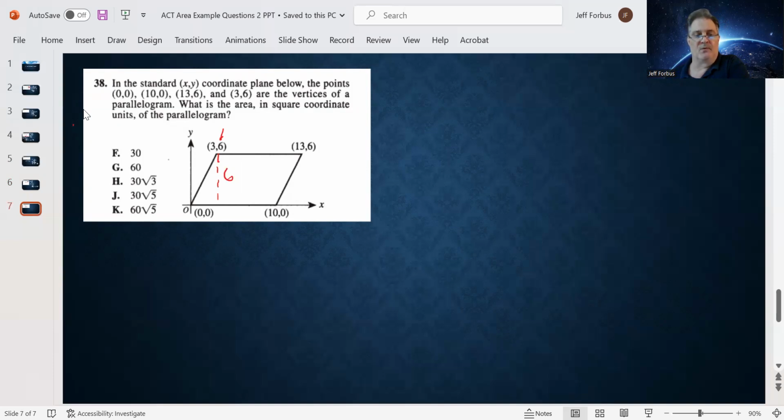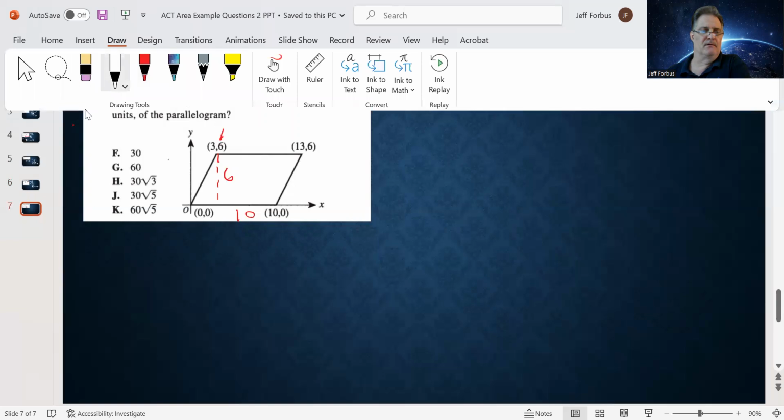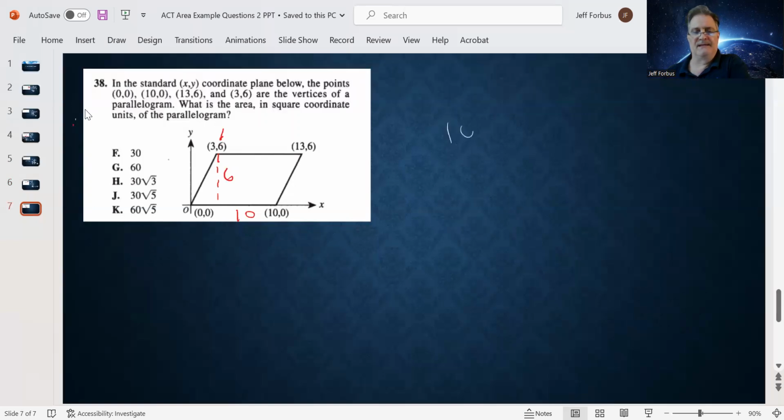What is the area in square coordinate units of the parallelogram? Now, your length is 10. The height is 6. So the area of this thing is just the length times the height, right? So let me change my pen tip color. So it's just going to be 10 times 6, 60. Answer choice G.